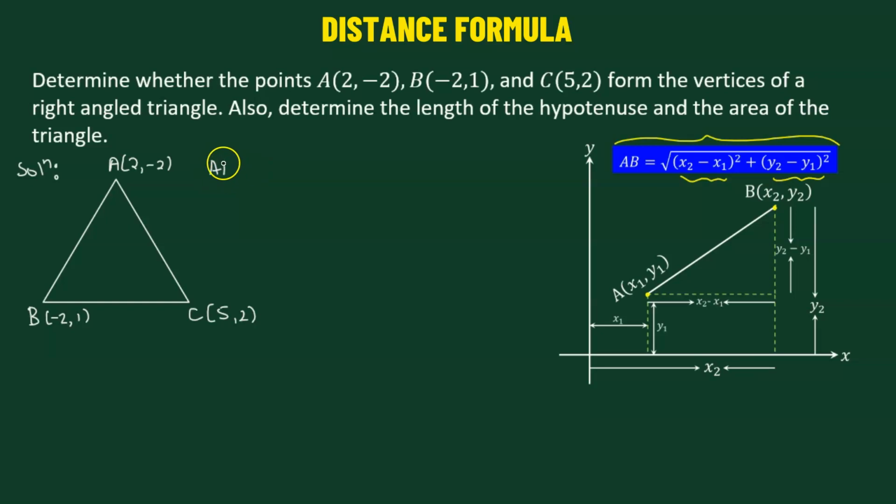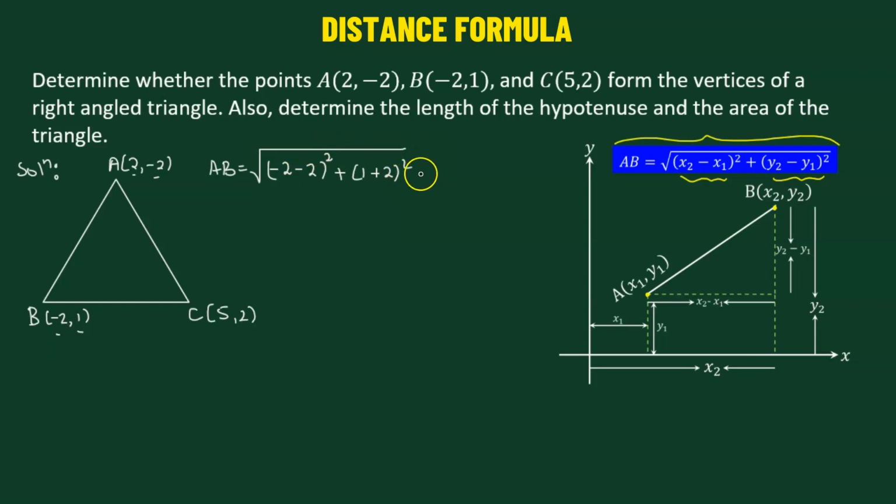So AB will be equal to the square root of, first, the difference of the x coordinates. We start with the x coordinate of B, that's -2, and from here we subtract the x coordinate of A, that's 2. So we have -2 minus 2 and then square this result. Then we add it to the difference of the y coordinates. We start with the y coordinate of B, that's 1, and from it subtract the y coordinate of A, which is -2. Since we're subtracting -2, we get +2, and then we square this result.